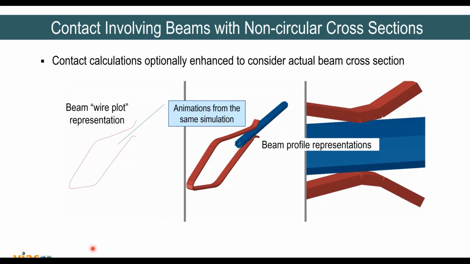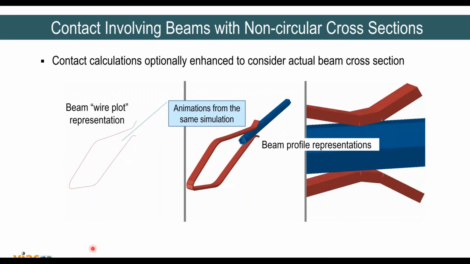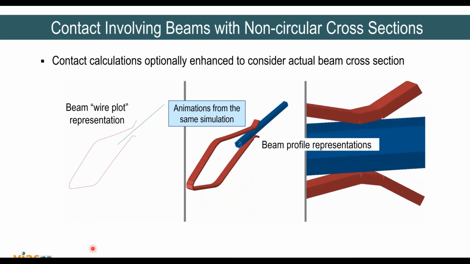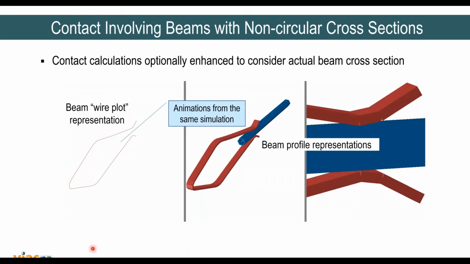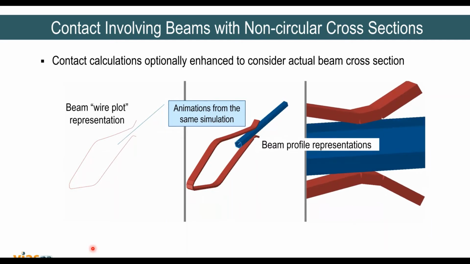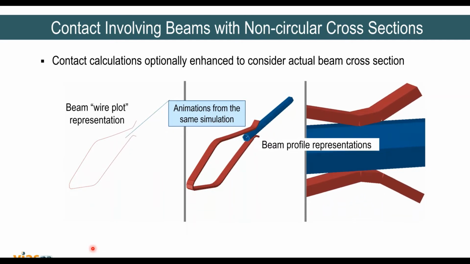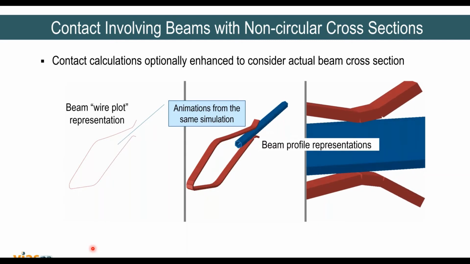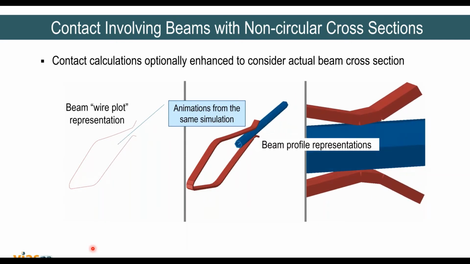Another nice enhancement as far as the contact is concerned. Here we have the contact involving beams with non-circular cross-section. What used to happen in earlier versions and in Abaqus Explicit is that if you have beam-to-beam contact, for contact calculation it used to be considered as cylindrical. Now in this new version, we have made it much more realistic, more physical.